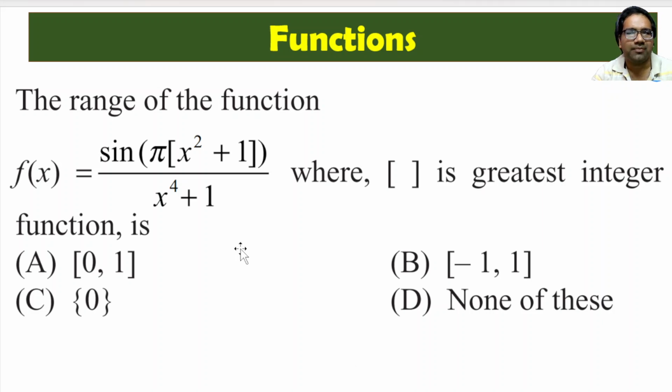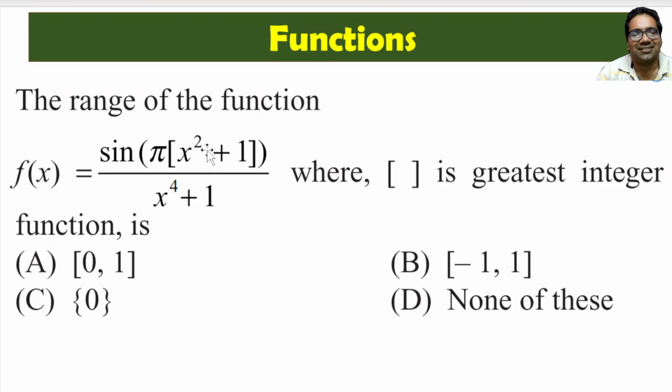Here is a simple problem. We have to find the range of this function: sine of pi times the greatest integer function of (x square plus 1), divided by x power 4 plus 1. Okay, so there is a greatest integer function here.